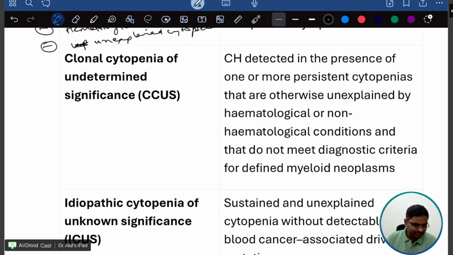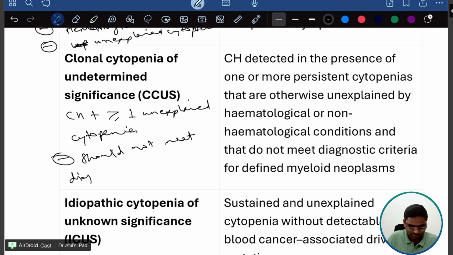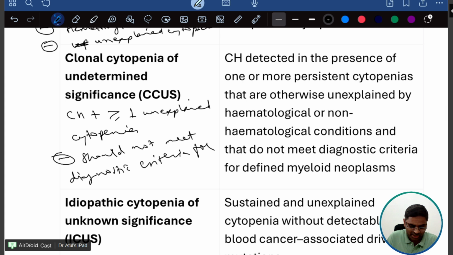The next term is CCUS. CCUS can be described simply as again clonal hematopoiesis plus at least one, or more than or equal to one, unexplained cytopenia. Again, there are some negative findings. These are, it should not meet diagnostic criteria for defined myeloid neoplasm.